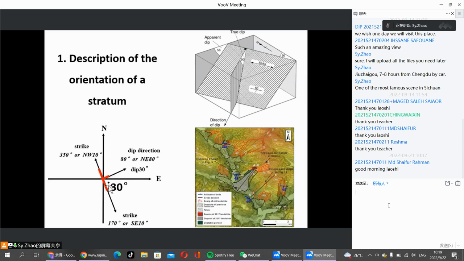And we can use this to express bedding or any geological structures very clearly. It is used to avoid confusion with ground slope. You see?